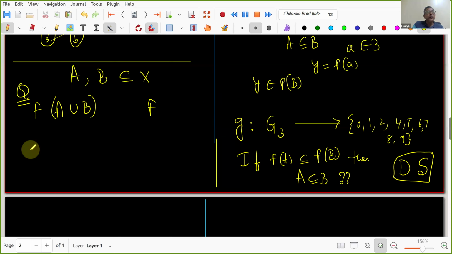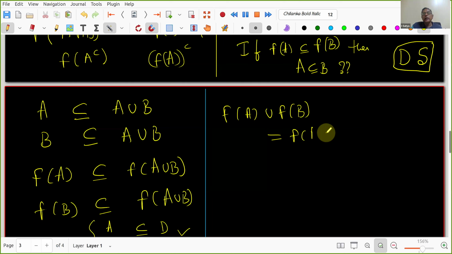Okay. Is f of A union f of B equal to f of A union B? Good, very good. Today you are reading my brain nicely. That is wonderful. But for equal to, what do we have to prove? Both are subsets of each other. Of each other. एक हमने प्रूव किया.